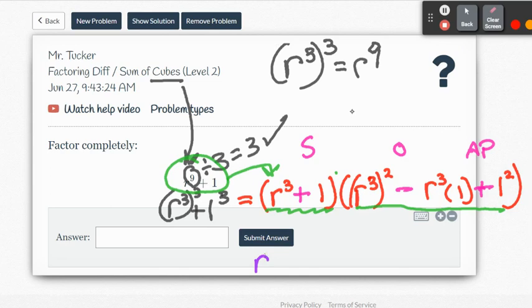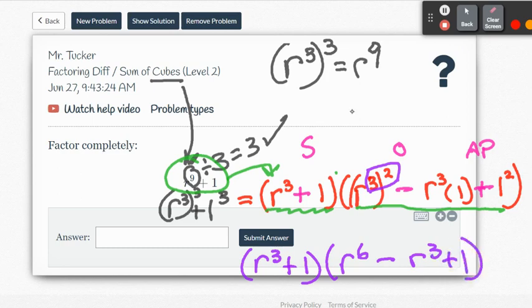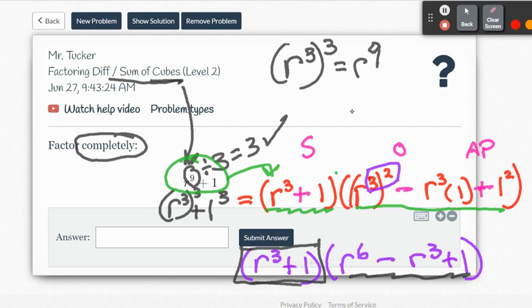So here we've got r cubed plus 1 times, this should be r to the 6th power, minus r to the 3rd plus 1. So the trinomial piece, it won't factor anymore. This piece is another sum of cubes problem in the middle of what was a sum of cubes problem. So we have the joy before us of factoring completely, which means keep going until you can't factor anymore. So what we're going to do is take this r plus 1 up top.